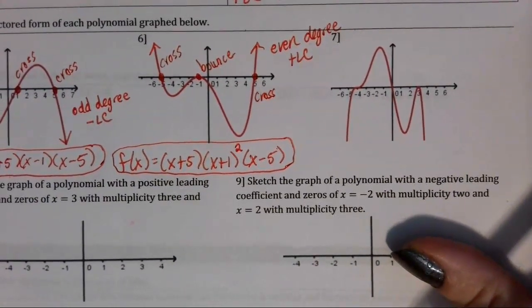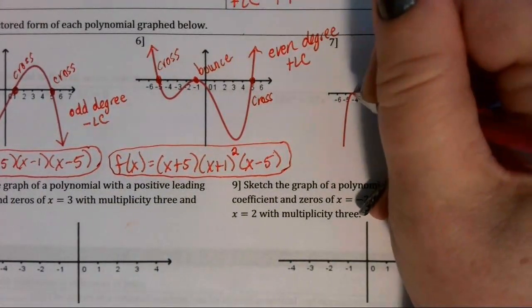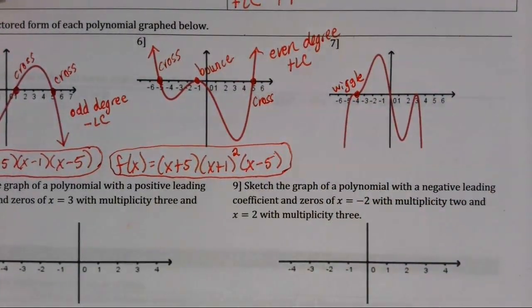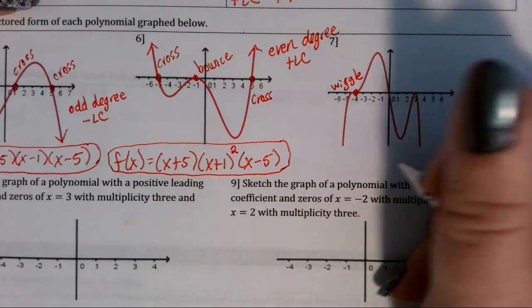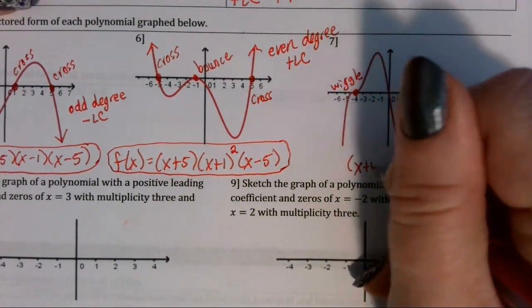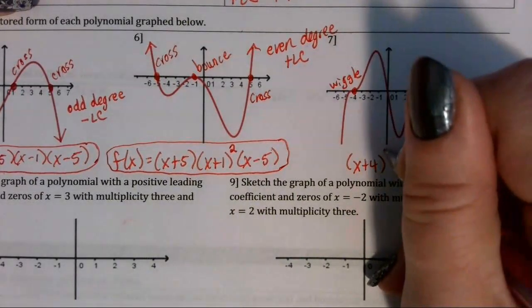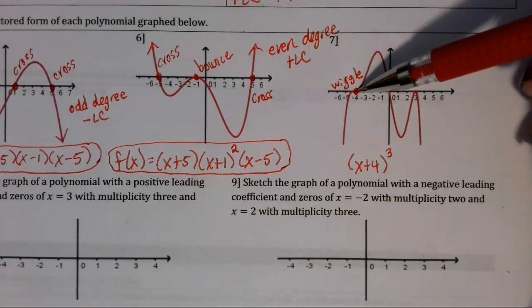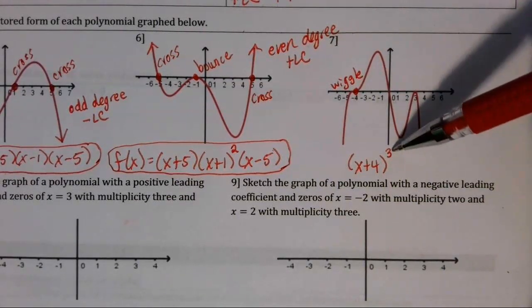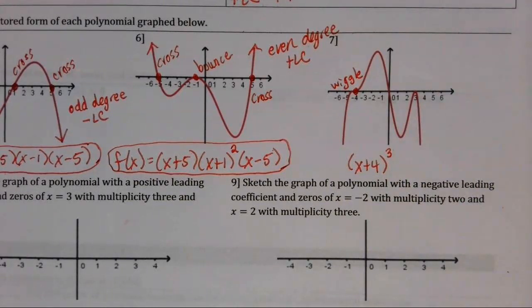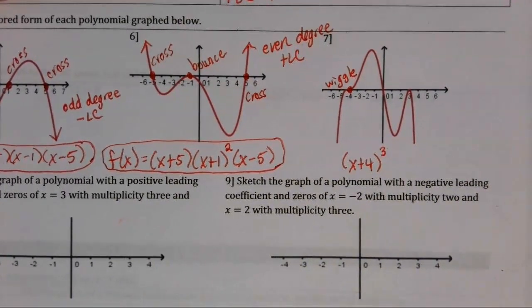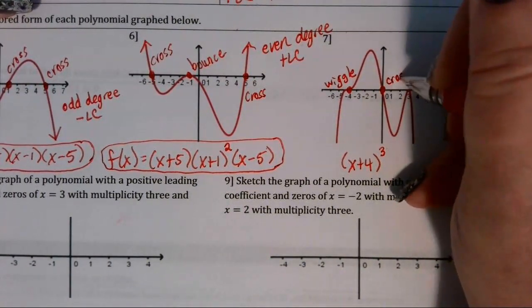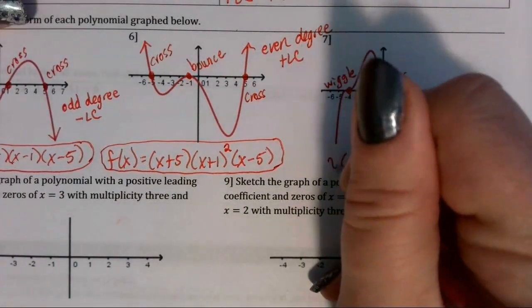Okay, then in problem number 7, we have at -4 a wiggle through that real zero. And wiggles, remember, have odd multiplicity. So the factor of x plus 4, I'm going to make cubed. The odd multiplicity has to be an odd number greater than 1. So you could also do a 5 or a 7, 9, 11, any odd number greater than 1 as the multiplicity on that factor.